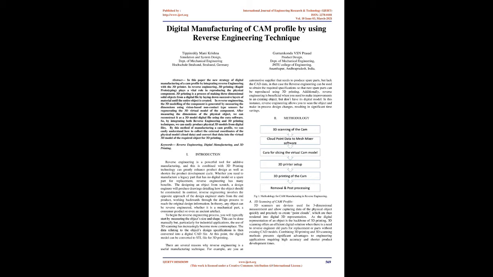Consider an automotive supplier that needs to produce spare parts, but lacks the CAD data. In that case, reverse engineering can be used to obtain the required specifications so that rare spare parts can be reproduced using 3D printing. Additionally, reverse engineering is beneficial when you need to make improvements to an existing object, but don't have its digital model. In this instance, reverse engineering allows you to scan the object and make in-process design changes, resulting in significant time savings.